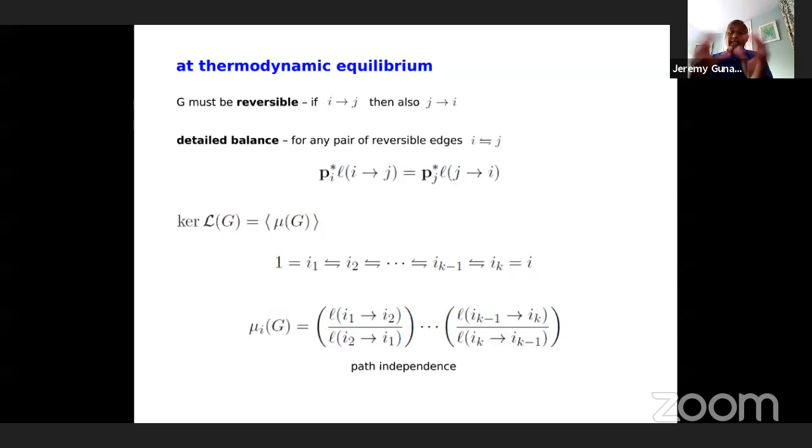And it has very, very strong consequences, because it means we can actually construct a different basis element in the kernel of the Laplacian. So it's an alternative way of calculating probabilities. And what you have to do if you want to calculate this alternative vector, you just take any path to I from some reference vertex, which we'll call one, and you just take the product of the label ratios along the path. That's the formula at the bottom. And here's the thing, detailed balance implies that this number that you get doesn't depend on the path you took. And this is precisely what we meant by path independence when we were talking about Hopfield's calculation.